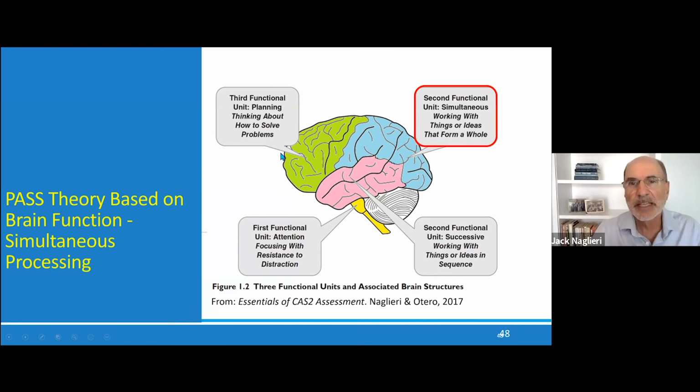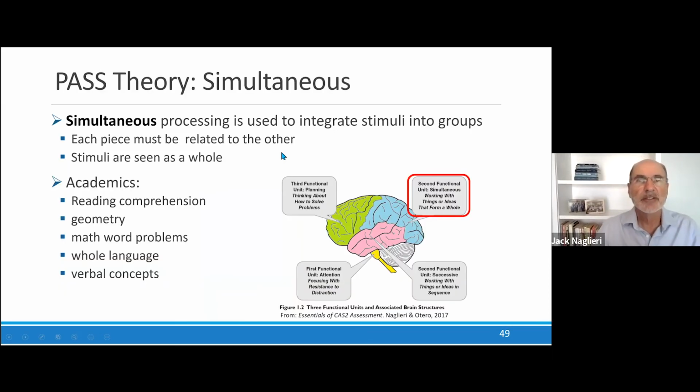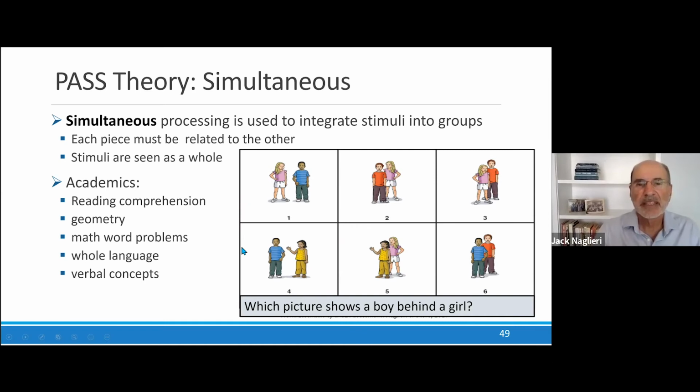All right, simultaneous, getting the big picture. So this is the whole, understanding how things fit together, seeing things as a whole, as a pattern. That's what simultaneous processing is all about. And this is a great simultaneous processing test. Take a look at this. Which picture shows a boy behind a girl?